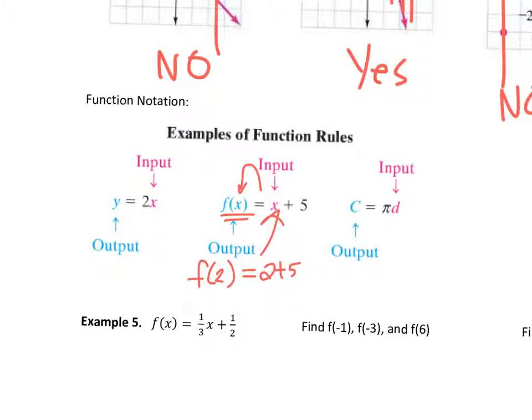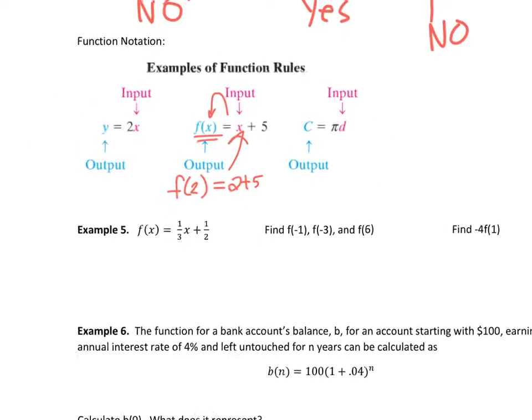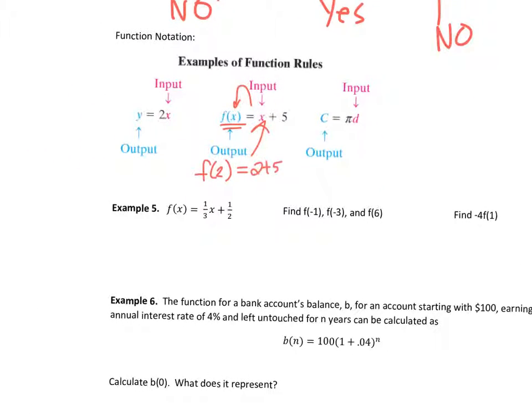So every function has an input and an output. An input is the independent variable and the output is the dependent variable. So example 5. If you have f of x, find f of -1, f of -3, and f of 6. That's how I read it.